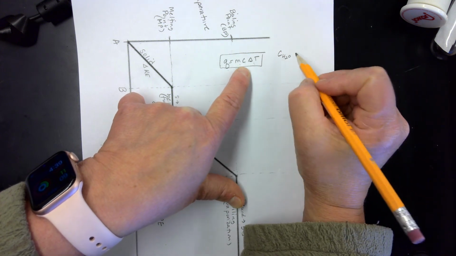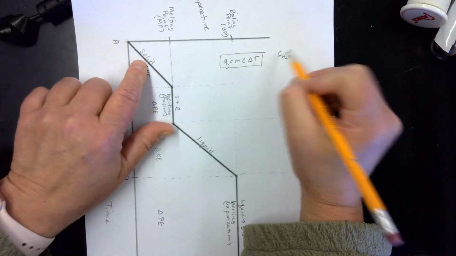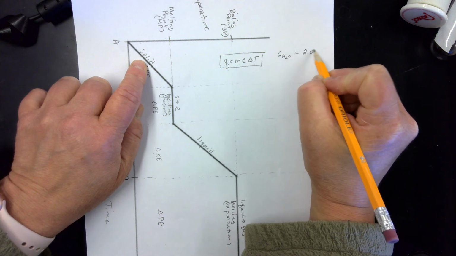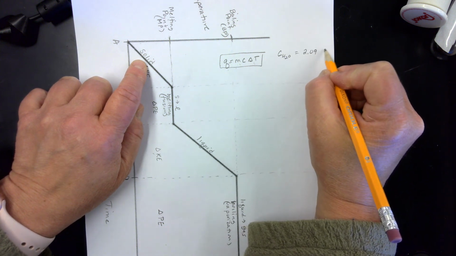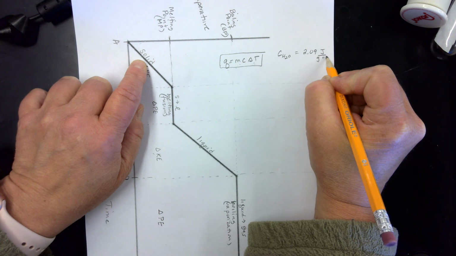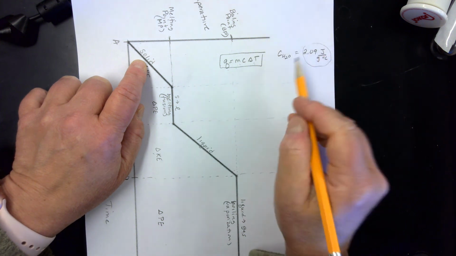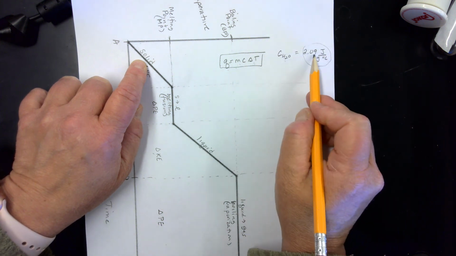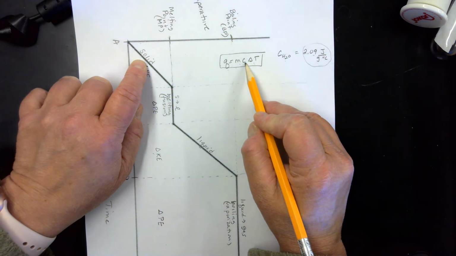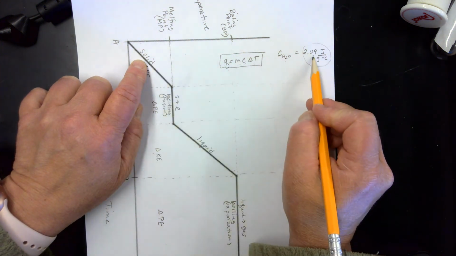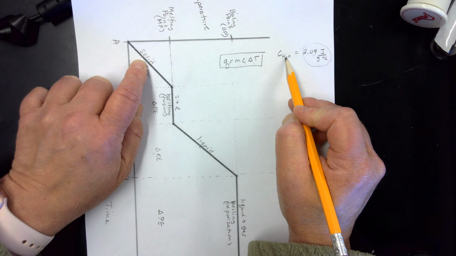Many of the problems we work with involve water. And so the specific heat of water, when it's a solid, is 2.09 joules per gram degree Celsius. So that would be a constant. If you were working with water, this is the constant that you would plug in for C, because it's a solid, and that's the specific heat of water when it's a solid.